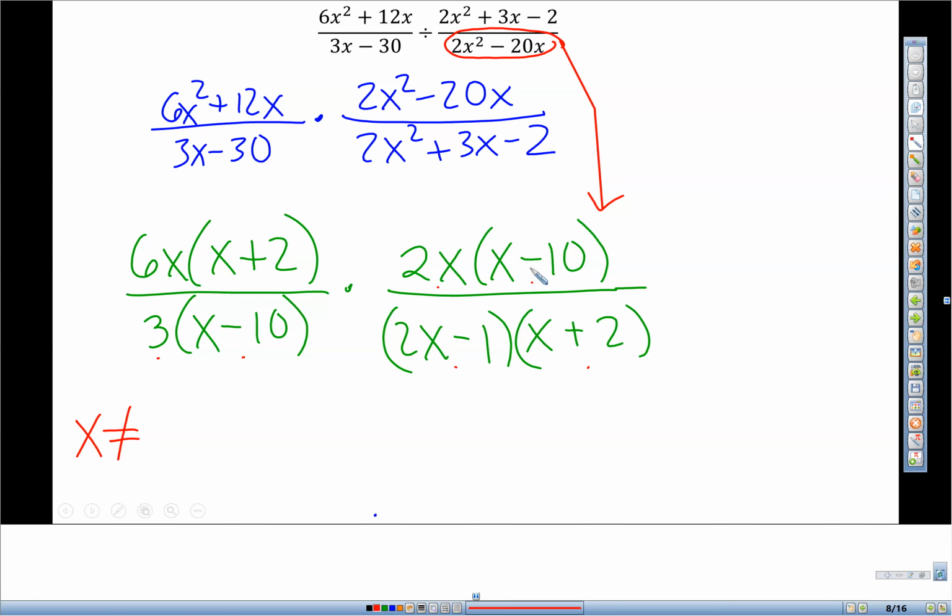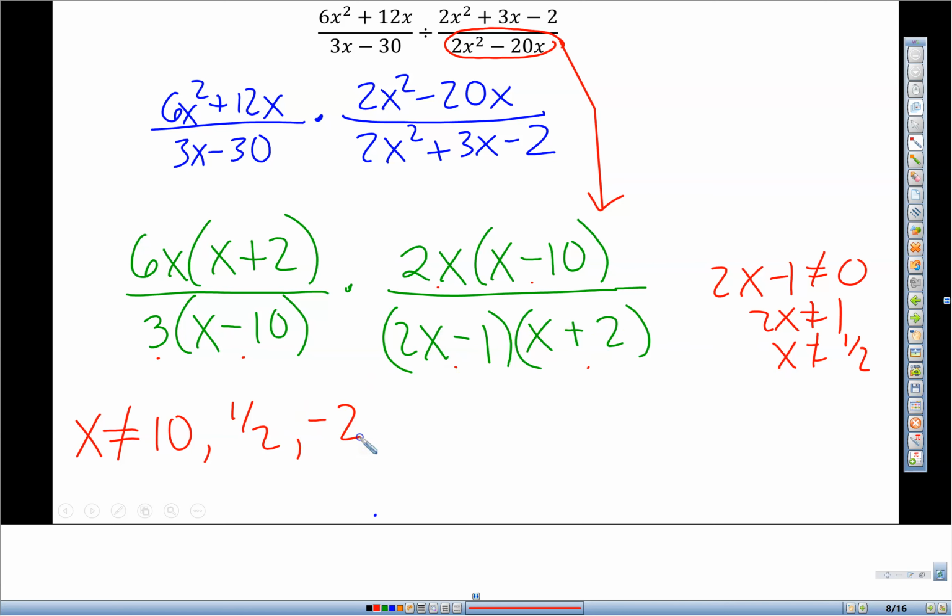So the 3 we can ignore because 3 can't be 0. X minus 10 would be 0 if x was 10, so x can't be 10. 2x minus 1, that's a little two-stepper, just be careful with the basic math here. Adding 1 is, remember, your first step, and then division, and so x can't be 1/2. Then we have x plus 2. That can't be 0, so that would be a -2 that x can't be.